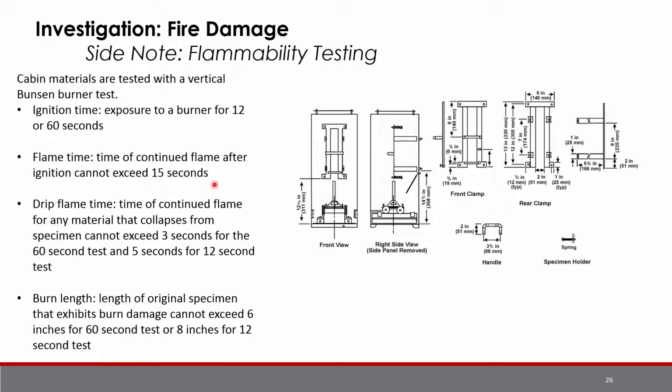And the three things they're testing for is flame time, which is how long the material continues to stay aflame after turning off the Bunsen burner, and that cannot exceed 15 seconds or else the material fails. There's also drip flame time. During the test, material might collapse off of the specimen and onto the ground of the testing chamber. If that happens, then it cannot stay on fire for more than 3 seconds or 5 seconds depending on the test. And if it does, the material fails. And burn length, that measures the length of the original specimen that exhibits any sort of burn damage, so charring, melting, or flames. It cannot burn for more than 6 inches or 8 inches depending on the length of the test.